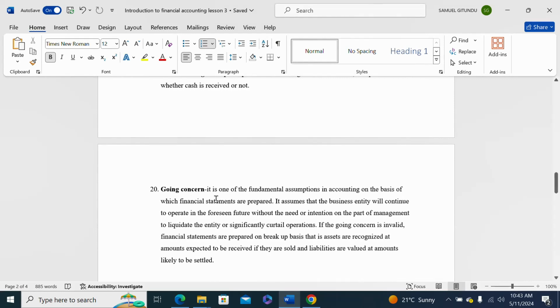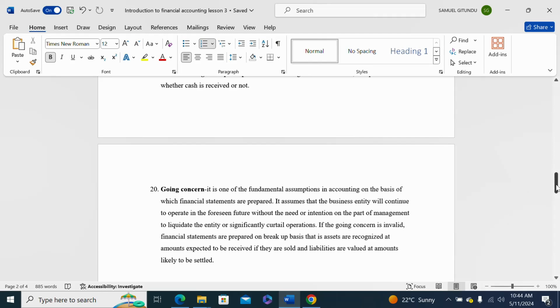So therefore, going concern simply means that you're preparing financial statements on the basis that the company will continue to operate in the foreseeable future, and the management has no intention to liquidate the company. Usually the going concern when financial statements are prepared is for a period of 12 months. When the management or the directors produce the report of their financial statements, they usually say that the company is going to be operational within the next 12 months without any intention to liquidate the company or to curtail the operations of the company.